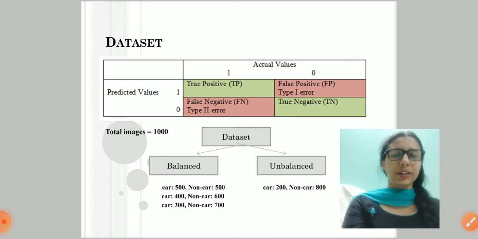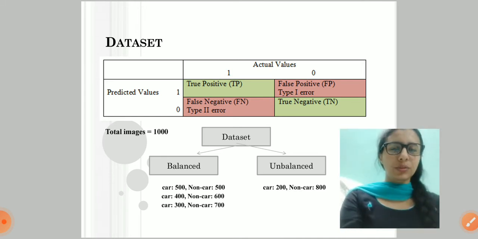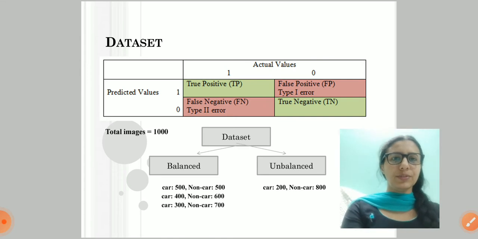So here let's have a look at the data set for binary classification. Suppose we have 1000 images and we have two classes. One class contains images of cars, and the other is non-car images.